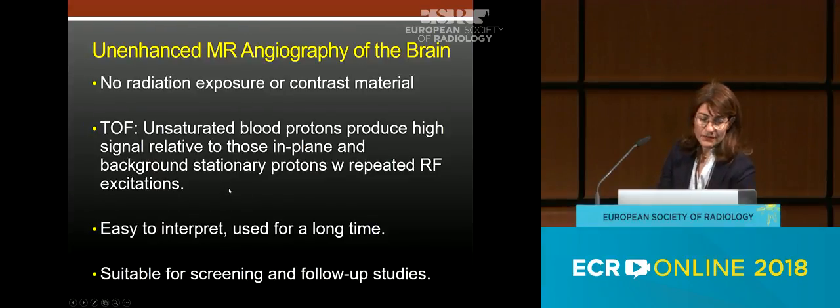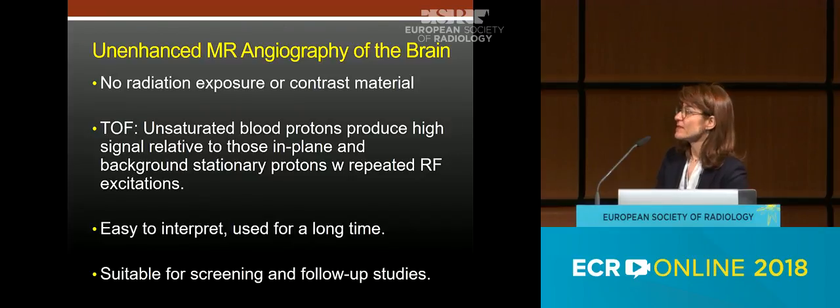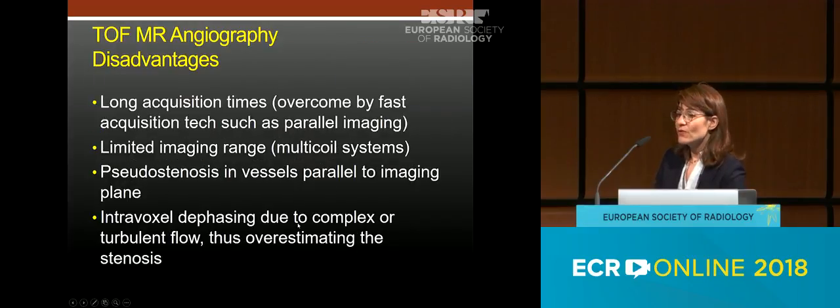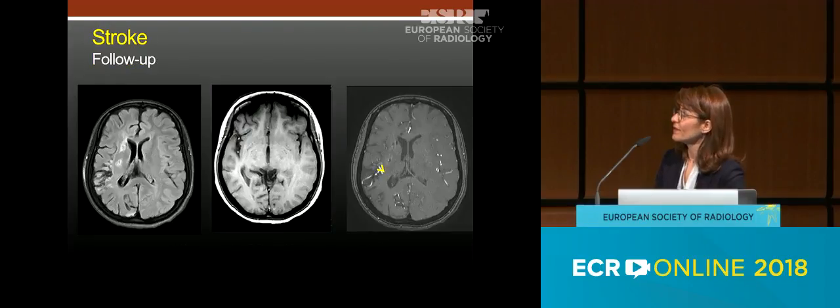So just talking a few words on unenhanced MR angiography of the brain, which is a routine application in children, actually in adults as well, because there's no radiation exposure or contrast material and it is easy to follow. We are used to it and it is very easy to interpret. Yes, it suffers from something, for example, long acquisition times or limited imaging range or pseudostenosis in vessels parallel to the imaging plane or intravoxel dephasing. But some technical modifications can be done accordingly.